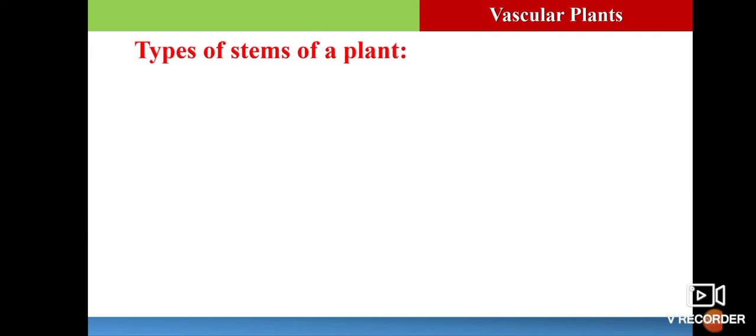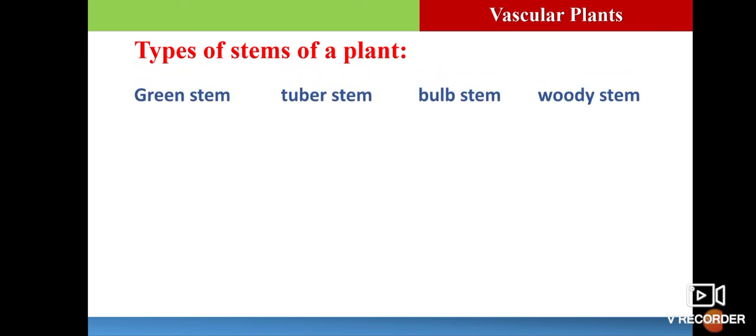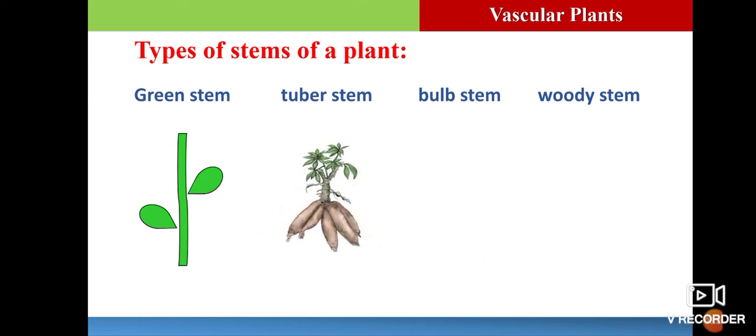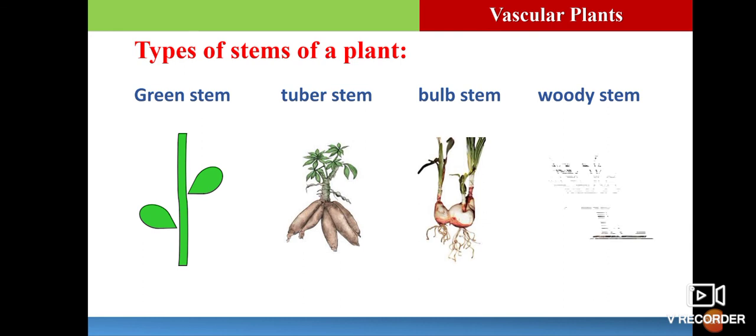So now we have to explain the types of the stems of a plant. We have 4 types of stems. The first stem is called the green stem, as an example, the stem of the mint. The second type is a tuber stem, like the stem of potato. The third one is called bulb stem, which is like the onion stem. The woody stem, the last type, like the orange tree.